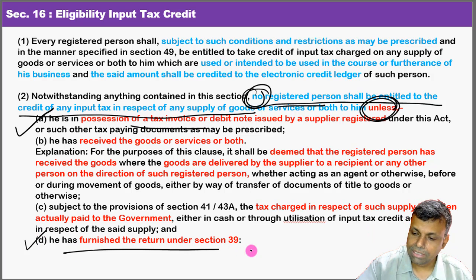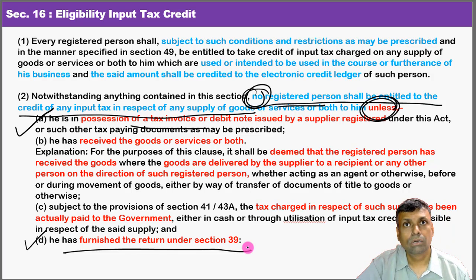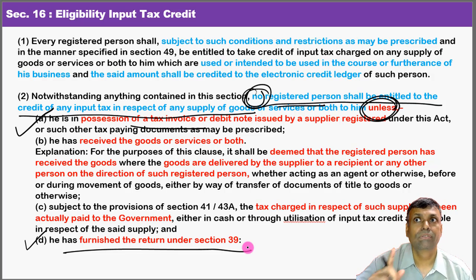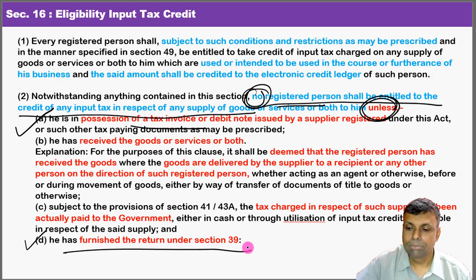Another good condition is that you should have furnished the return. In other words, if you are not filing the GST return, why should the government give you the input tax credit then? So two of the most important documentary conditions are that you should have the tax invoice, and second, that your documentation, your return filing and everything should be in order, and only then the input tax credit can be available to you.